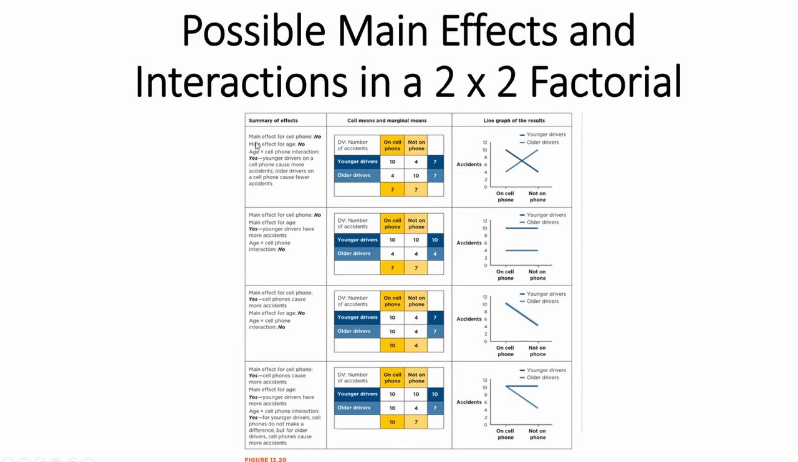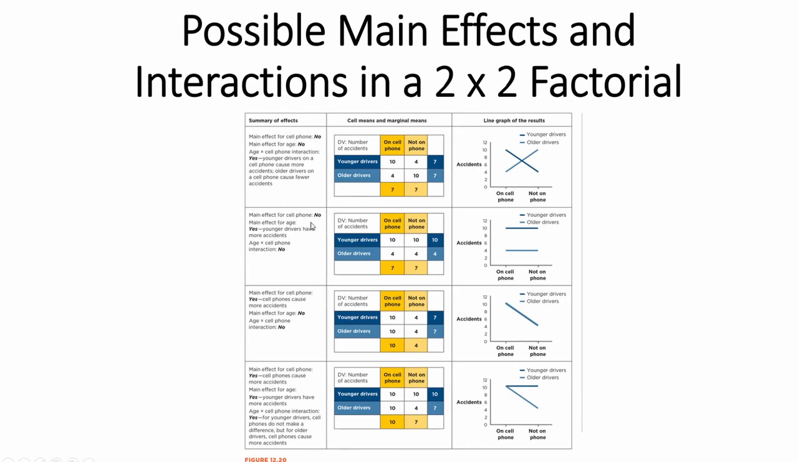So for the first one, main effect of cell phone, no. Main effect for age, no. So if we look here, these two are the same and these two are the same, so there's no main effect for either of our independent variables. Is there an age by cell phone interaction? Are these two lines not parallel? The answer is yes. So younger drivers on a cell phone cause more accidents and older drivers on a cell phone cause fewer accidents. So that's what they're describing here.